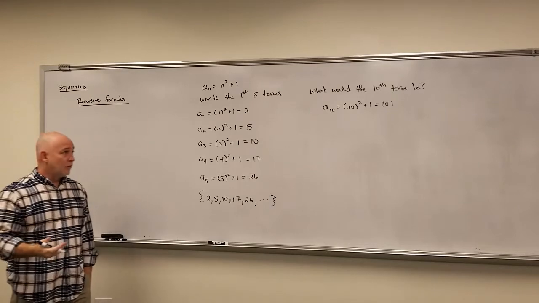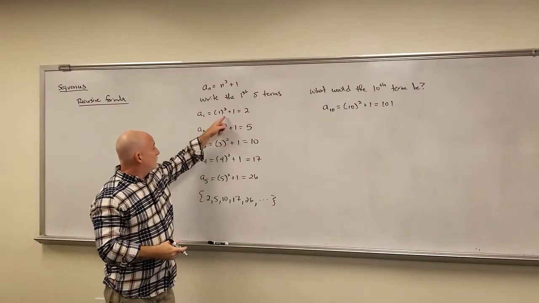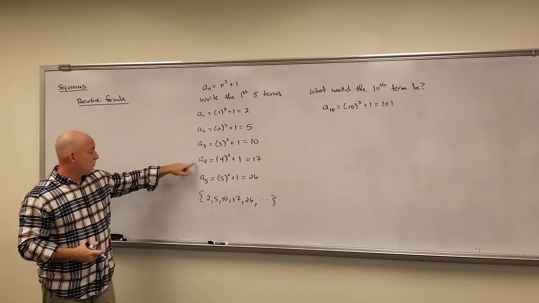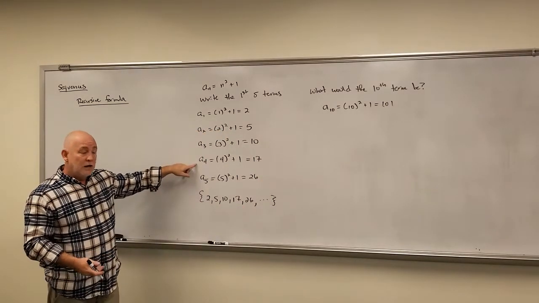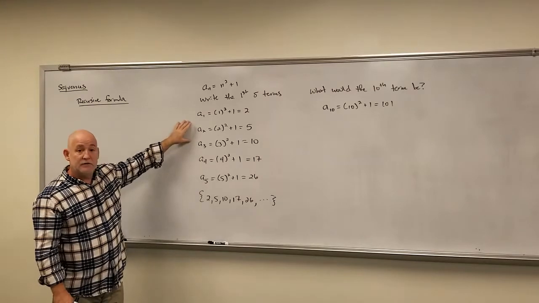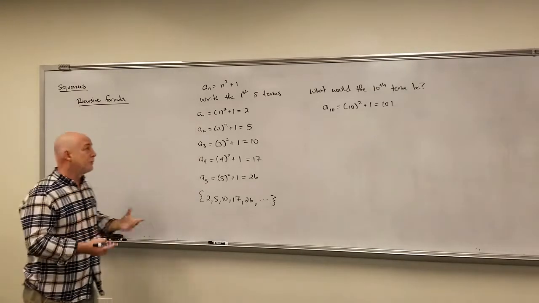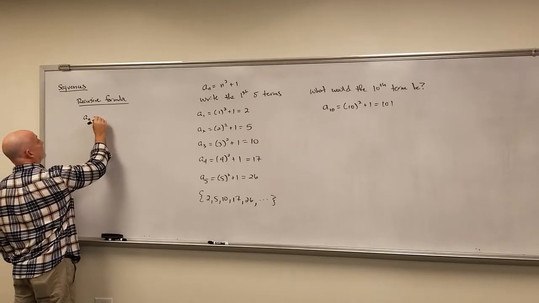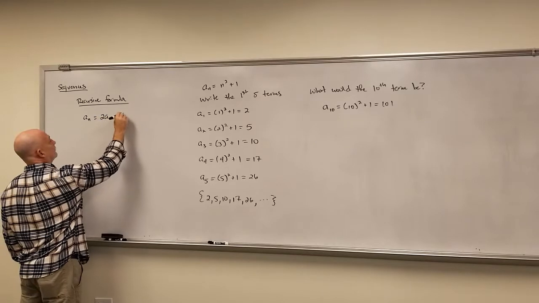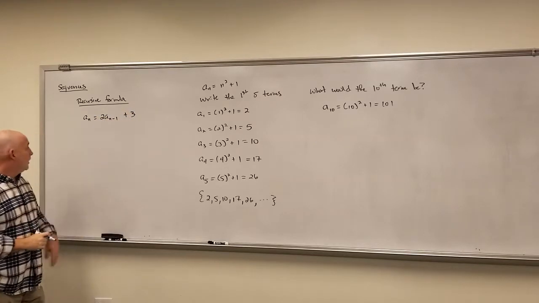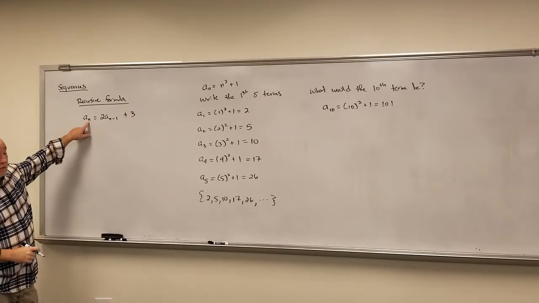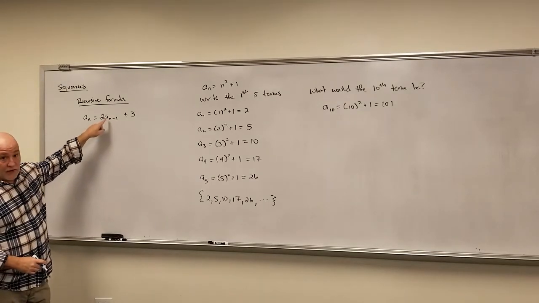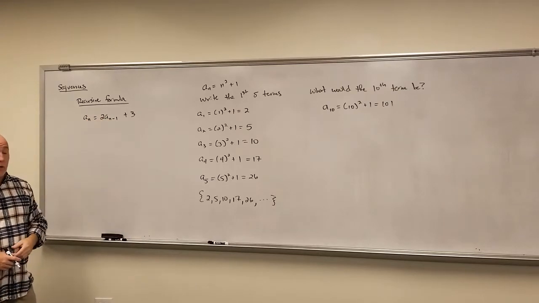With a recursive formula, you can't go to any term that you want, like you can't jump to a sub 10, because the one that you're looking for, let's say we're looking for a sub 4, is going to depend on some of the values that came before it. So something like this would be a recursive formula: a sub n is equal to 2 times a sub n minus 1 plus 3. Notice, if we're looking for a sub 4, this would be based off of a sub 4 minus 1, so a sub 3, one that came before it.